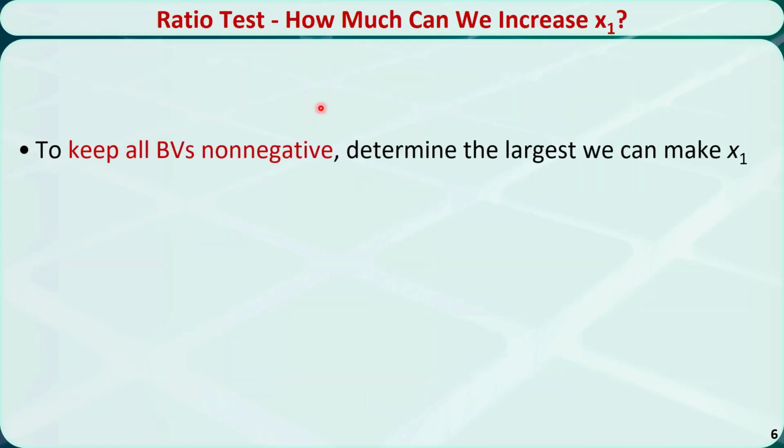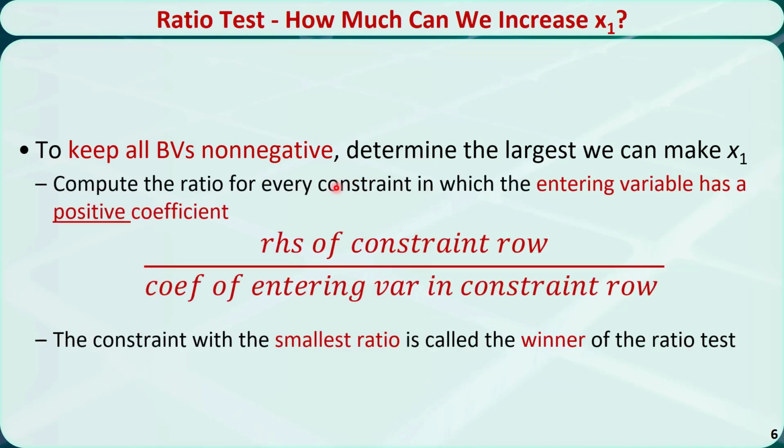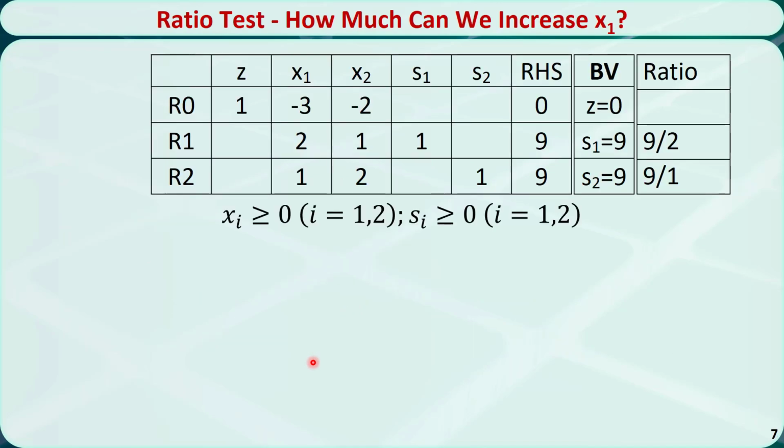Now we need to determine the largest we can make x1 so that all basic variables are still non-negative. For that purpose, we need to compute a ratio for every constraint in which the entering variable has a positive coefficient. This ratio is the right-hand side of each constraint row over the coefficient of the entering variable x1 in that constraint row. The constraint with the smallest ratio is called the winner of the ratio test. Let me show you what it actually means.